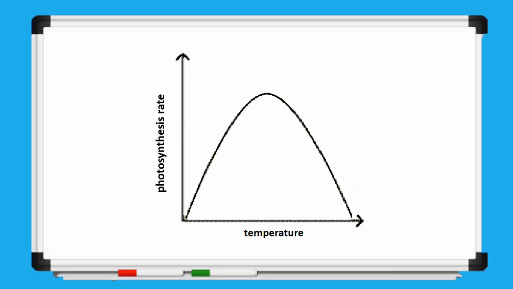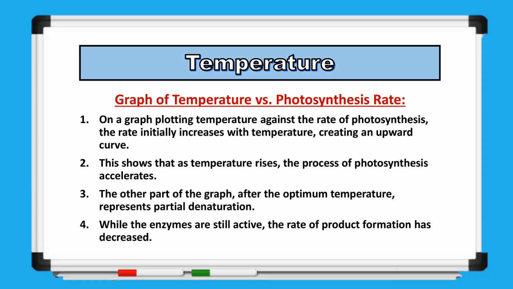On the graph, this is shown by an upward curve at first, followed by a peak, and then a sharp downward slope. The downward curve tells us that the process is slowing down because the enzymes have been damaged by heat. Now if we look more closely at the graph for temperature against the rate of photosynthesis, we see three clear parts. First, there is the upward curve, showing that increasing temperature speeds up the process. Then we reach the peak, which is the optimum temperature. And finally, there is the downward curve, showing that the enzymes are beginning to denature and the rate is now decreasing.